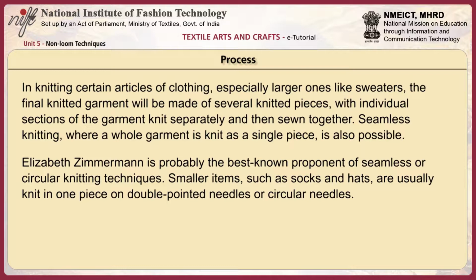In knitting certain articles of clothing, especially larger ones like sweaters, the final knitted garment will be made of several knitted pieces with individual sections of the garment knit separately and then sewn together. Seamless knitting, where a whole garment is knit as a single piece, is also possible. Elizabeth Zimmermann is probably the best known proponent of seamless or circular knitting techniques. Smaller items such as socks and hats are usually knit in one piece on double-pointed needles or circular needles.